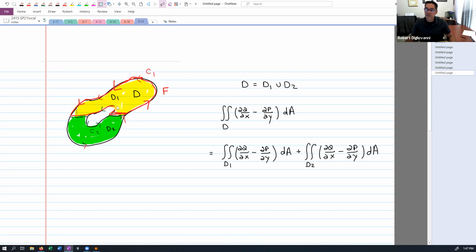So F goes around D1. And I'm going to have another path on the bottom. It's hard for me to put this path in here. Do y'all see this green path that goes around D2? And I'm going to orient that positive also. I'm going to call that G. Okay. Y'all there?